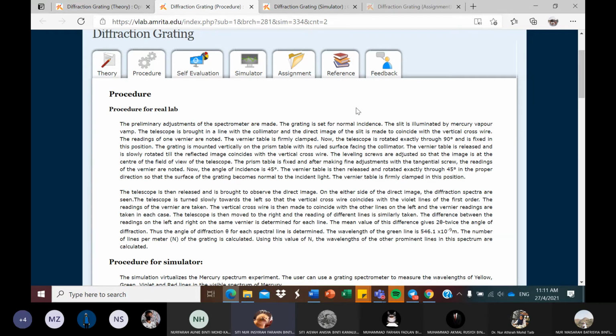The whole procedure may be divided into 3 parts: first, adjustment of the spectrometer; secondly, adjustment of the grating; and lastly, the actual experiment procedure. Since the procedure for your lab on the VLab website is a little bit too long, I will try to shorten it. So with calibration, the first step is to align the collimator and the telescope so that the vertical crosshairs, which are seen through the telescope, are aligned with the slit, which is seen through the collimator.